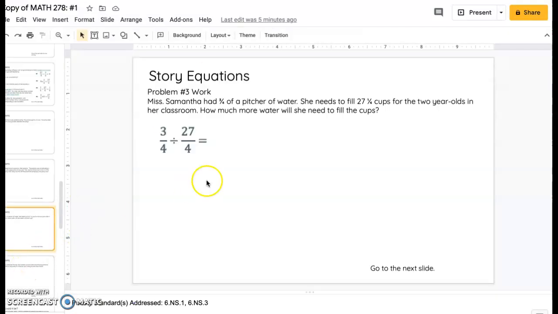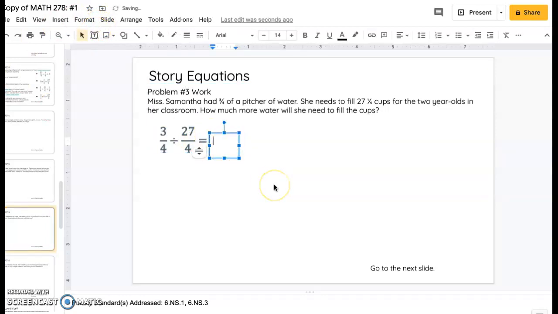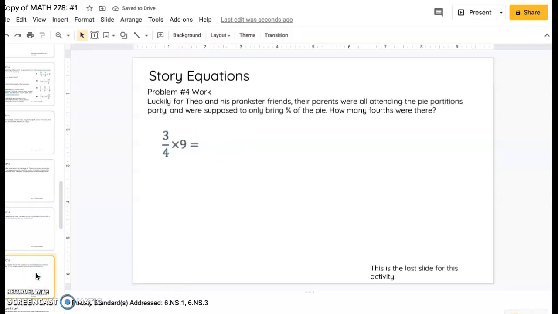Hardest one over. Yay! So now we're going to put a little text box here and write 1/9. Alright, last one. So if you remember earlier, we had some pranksters in our problems. So luckily for Theo and his prankster friends, their parents were all attending the pie partitions party and were supposed to only bring 3/4 of the pie. So how many fourths were there?